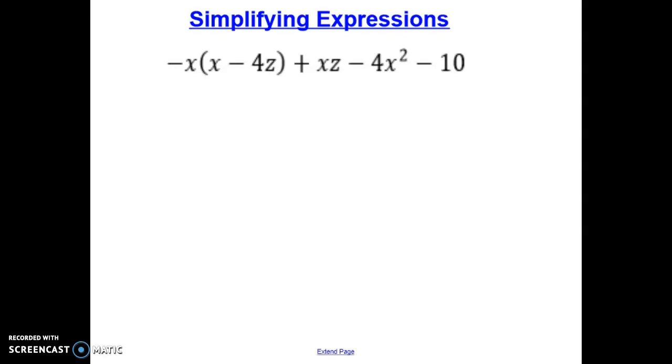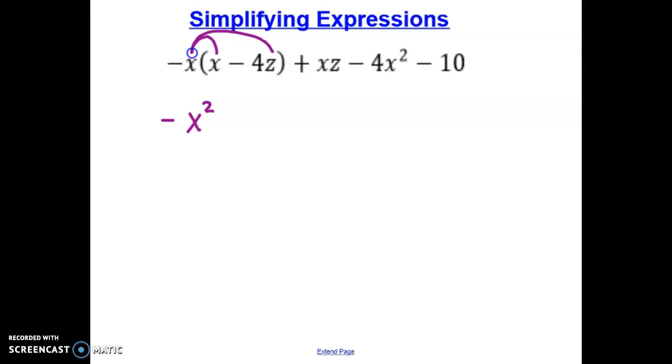When we're distributing, normally, in the past, we have not had to multiply an x times another x before. Okay? So an x times an x gives us an x squared. So negative x times positive x is negative x squared. And then here, we're multiplying negative x times z. Okay, so we're multiplying two different letters together.